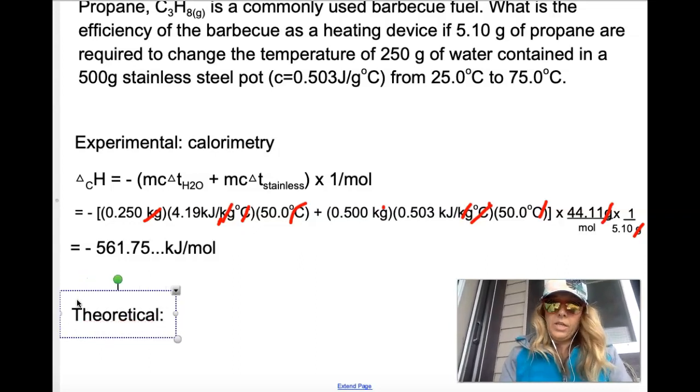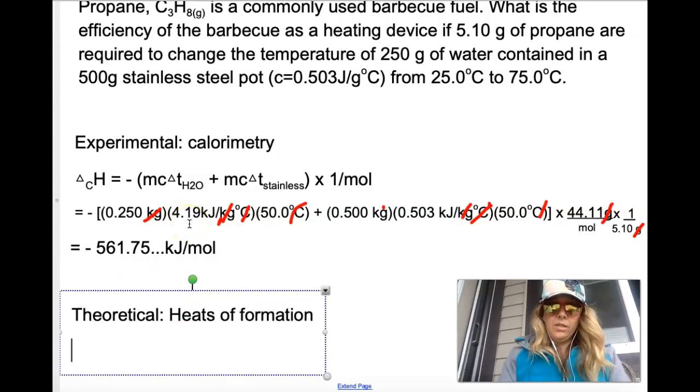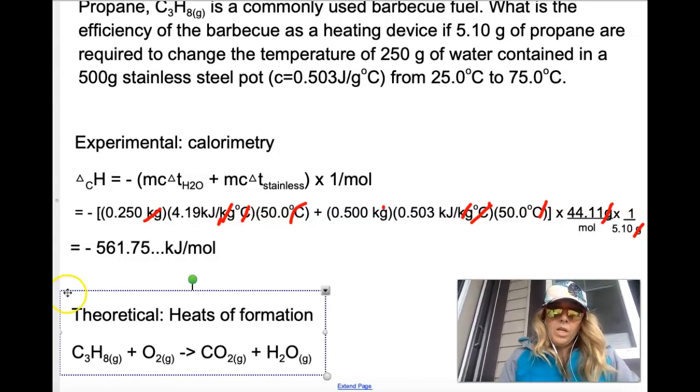Okay, we're going to get the theoretical using those heats of formation. So we are going to have to write our balanced chemical equation, right? Because we need a balanced chemical equation to be able to do that. So C3H8 gas plus O2 to give us CO2 gas and H2O gas. Okay, we need to balance it.